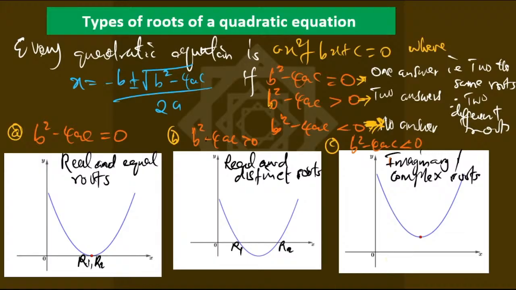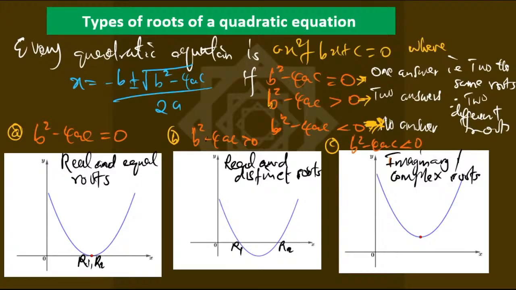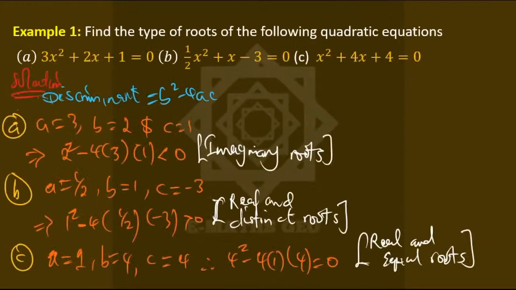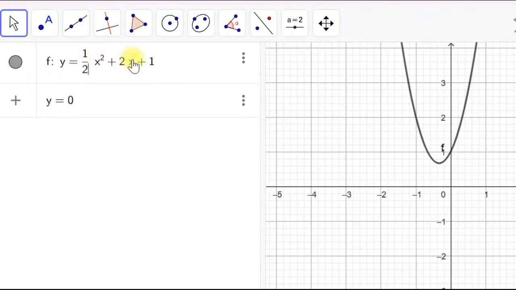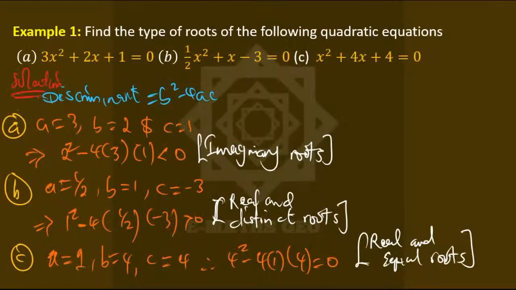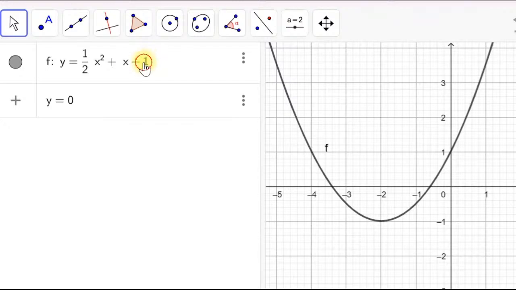If you check the second one, let's do the second one. It is half x squared plus x minus 3 equal to 0. Half x squared plus x minus 3.